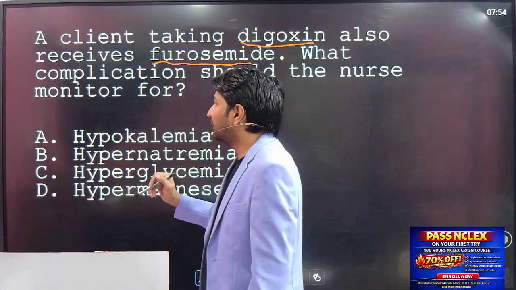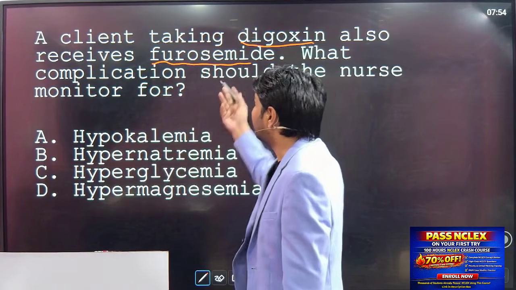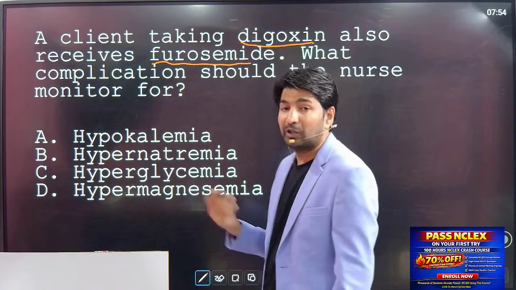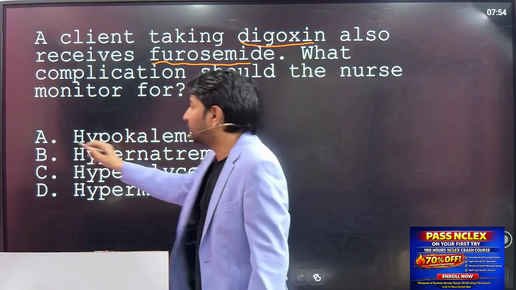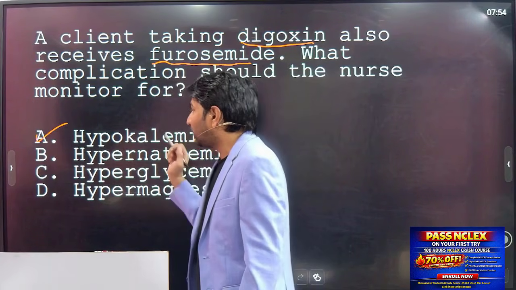Hypokalemia, which is a low potassium level. Yes, since it's furosemide, it'll flush out potassium, leading to hypokalemia. So that's why we need to monitor it. So option A would be correct here.